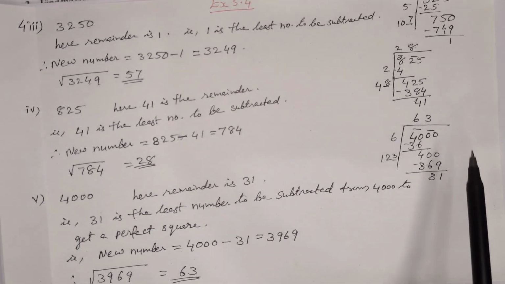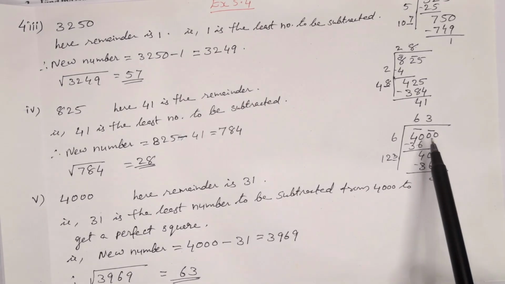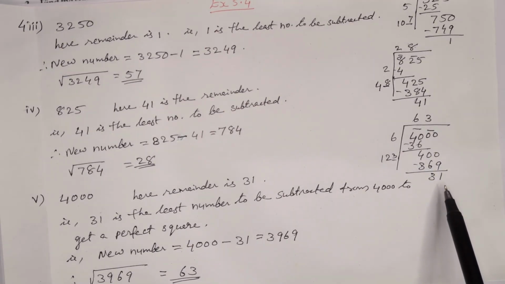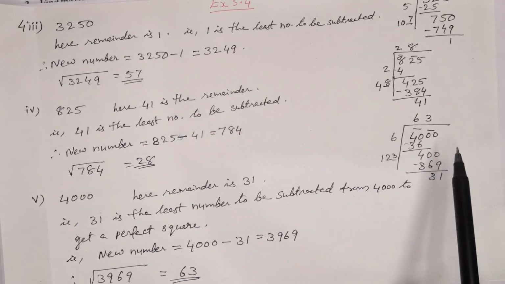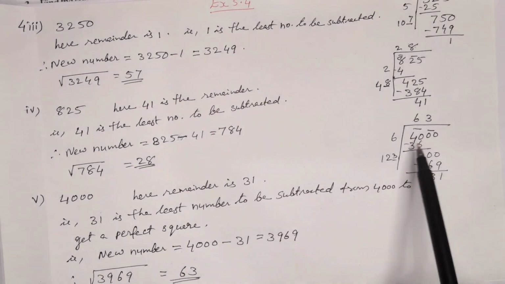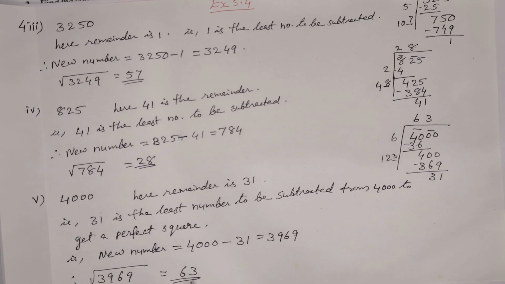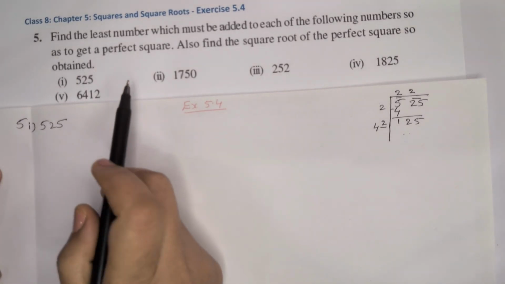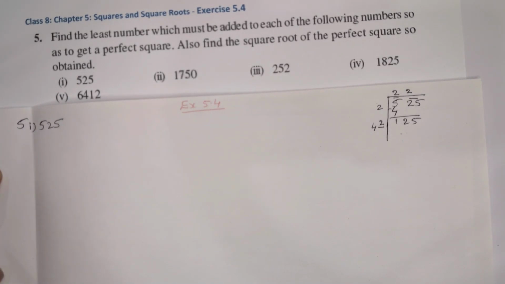Next number 4000, when we divide that, 63 is the square root of that, and 31 is the remainder. So 31 is the least number to be subtracted from 4000 to get a perfect square. So 4000 minus 31 is equal to 3969. That is the new number. The square root of that is equal to 63.